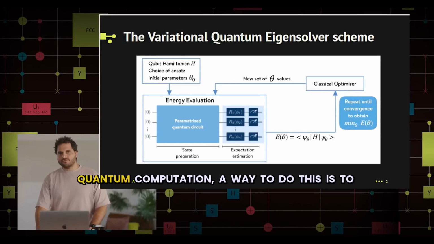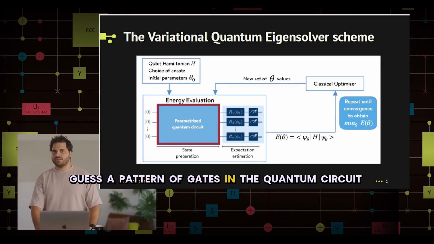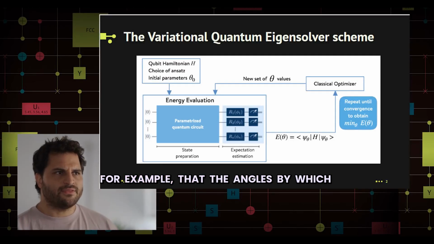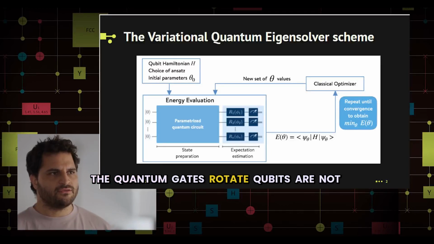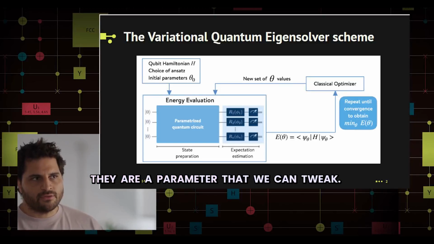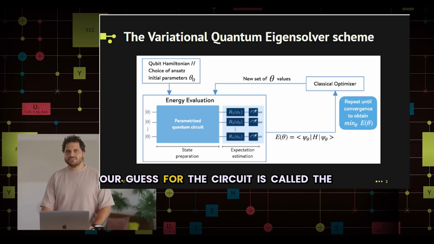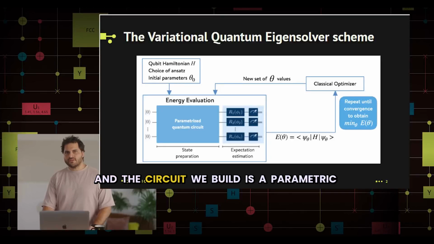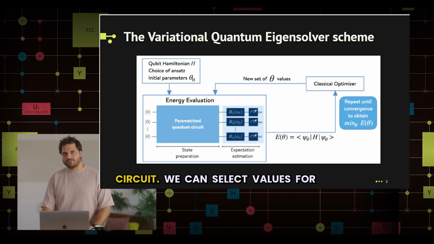In the circuit model of quantum computation, a way to do this is to guess a pattern of gates in the quantum circuit that is parameterized. This means, for example, that the angles by which the quantum gates rotate qubits are not fixed. Instead, they are a parameter that we can tweak. Our guess for the circuit is called the Ansatz, which is a German word roughly translating to starting point. And the circuit we build is a parametric circuit.